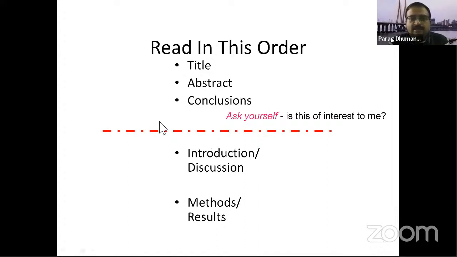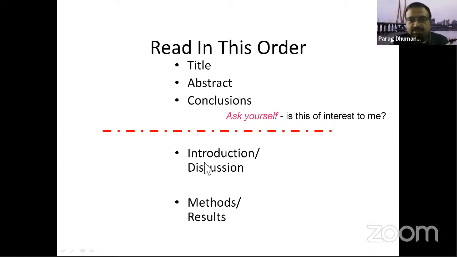And this sequence is important because you have to quickly browse through the articles to know which is of your interest and which is not. So you see the title, you read each and every word of the title because it gives the first impression about the article, whether it's of your interest. Abstract, conclusion, and then you ask yourself, is this article of my interest? Then you go to introduction and discussion.